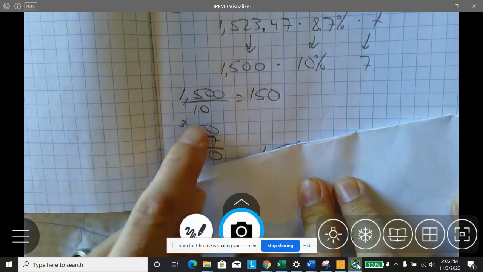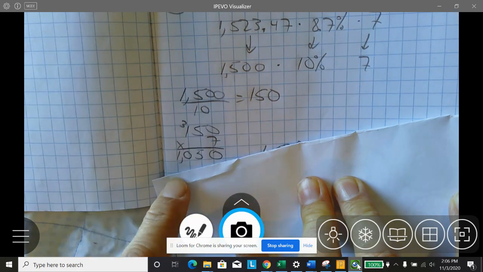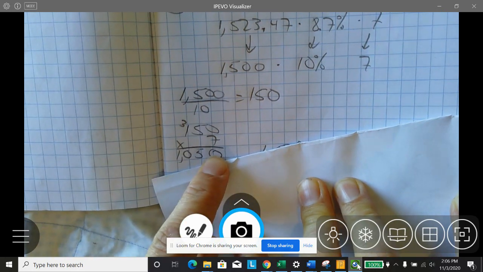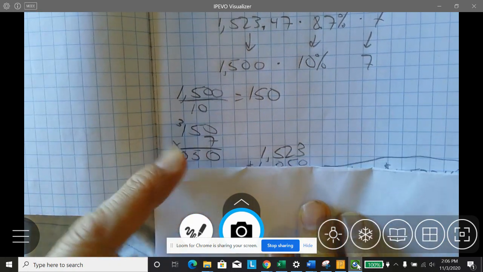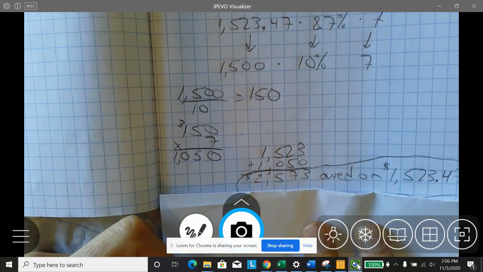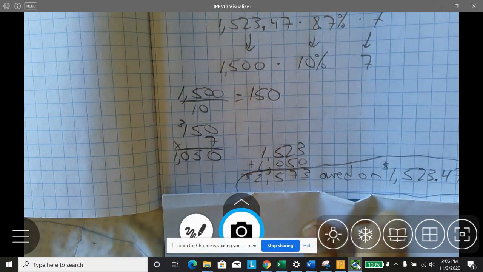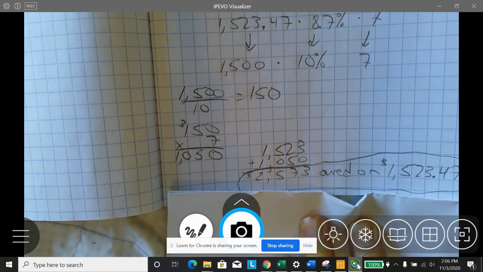7 times 0 is 0. 7 times 5 is 35. Carry the 3. 7 times 1 is 7. 8, 9, 10. $1,050. So I bought this much stuff, but I owe this much in interest. So how much do I owe? You add that together, you get $2,573 owed on just $1,523 worth of stuff.